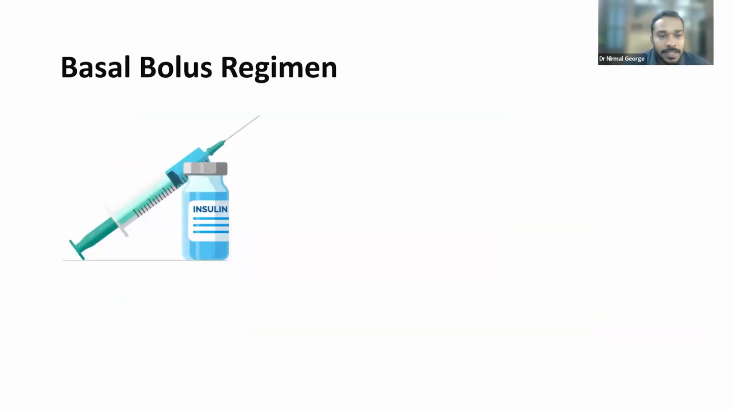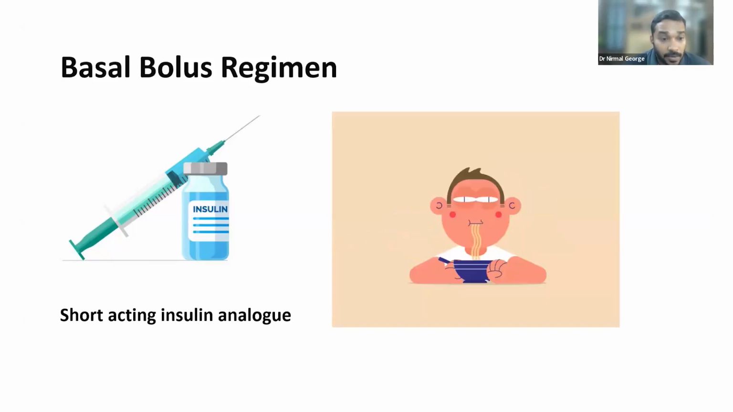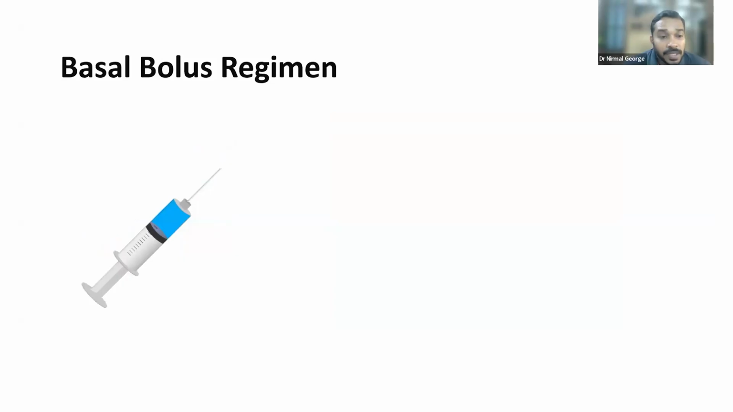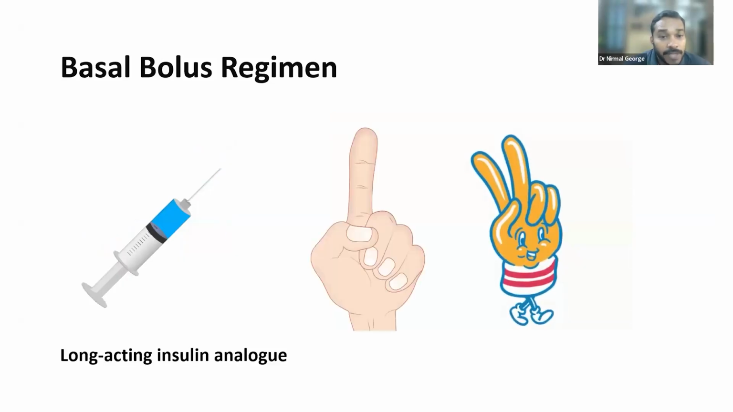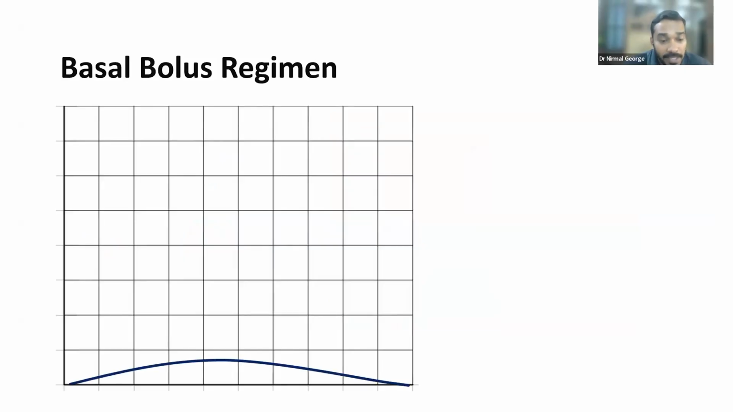And the second regime is called basal bolus regime. So what we do in this is that we use a short-acting insulin analog before 3 major meals. That is in the morning, afternoon, and also during dinner. And you use a long-acting insulin analog once or twice a day. So in this basal bolus regime, the long-acting insulin analog will mimic physiologic basal insulin secretion, and the short-acting analog will mimic the postprandial insulin release of breakfast, lunch, and also dinner.